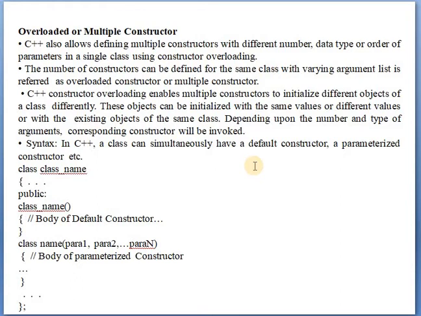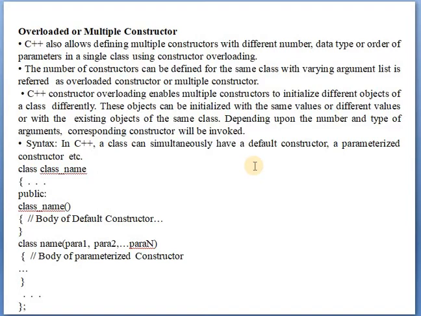So if we create multiple constructors or overloaded constructors with the same name, how can we invoke them, or how do we call a particular constructor? By using the number of arguments, the sequence of arguments or the order of arguments, we can call the constructor. Depending upon that order of parameters, data type and different number, the respective constructor is called.